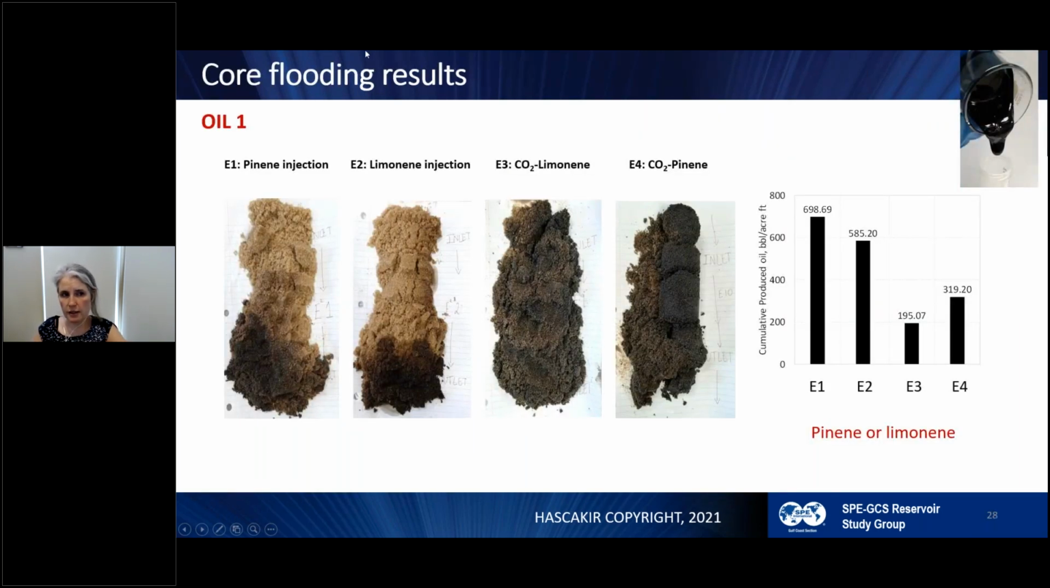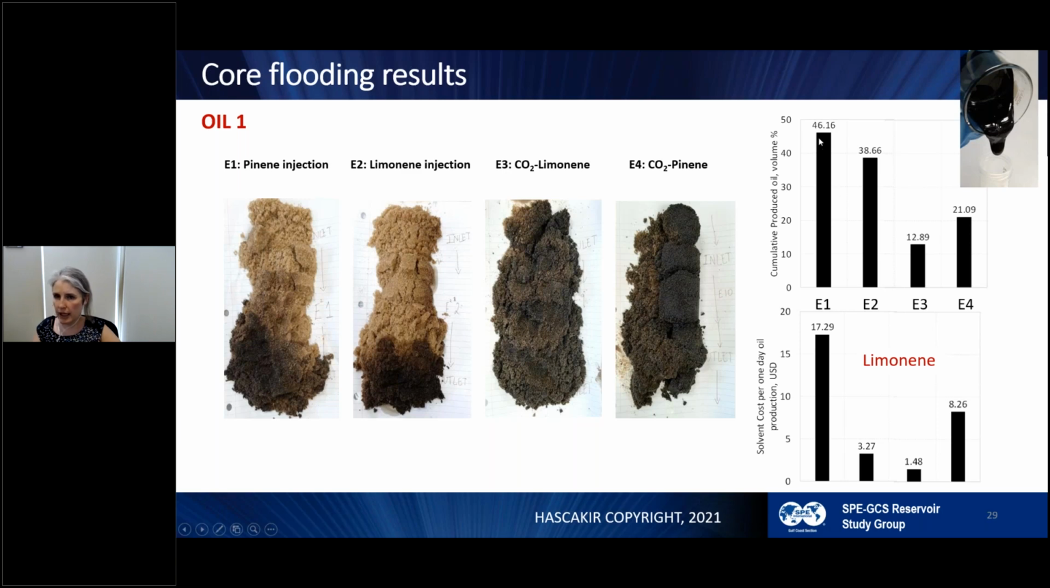First, on the first oil, we tried 4 different core flooding schemes. This first one is the pinene injection. Then we injected limonene. Then we injected carbon dioxide and limonene together, and carbon dioxide and pinene together. You are seeing here the cumulative oil production for those cases in barrels per acre-foot of reservoir. What we are seeing here is that pinene and limonene are really good. But if I blend them with carbon dioxide, the mechanism changes a lot, and it's not giving that high oil recovery. If I look at it in percentages, I'm seeing that pinene is giving higher results than limonene, but limonene is also good.